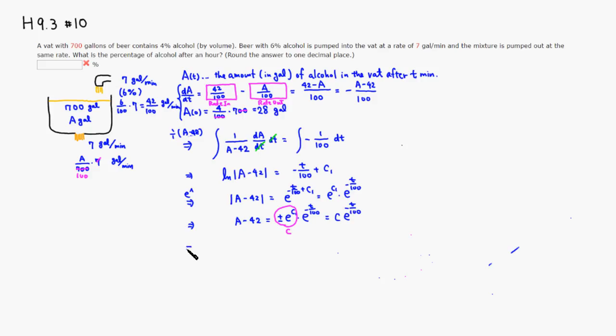The last step is to add 42 to both sides. So A, the amount of alcohol in gallons, is 42 plus C times e to the negative t over 100. That's the alcohol function. We want to know the percentage of alcohol after 1 hour, so we need the amount of alcohol after 60 minutes.